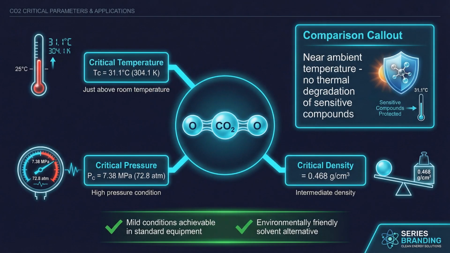The critical parameters of carbon dioxide are remarkably accessible. The critical temperature is 31.1 degrees Celsius, just slightly above room temperature. This means you can work with heat-sensitive biological compounds without risk of thermal degradation. The critical pressure is 7.38 megapascals, equivalent to about 73 atmospheres. While this sounds high, it's easily achievable with standard industrial equipment, no exotic high-pressure technology required. The critical density is about half that of liquid water. These parameters explain why CO2 dominates industrial supercritical applications.